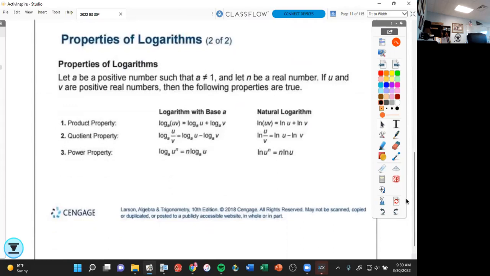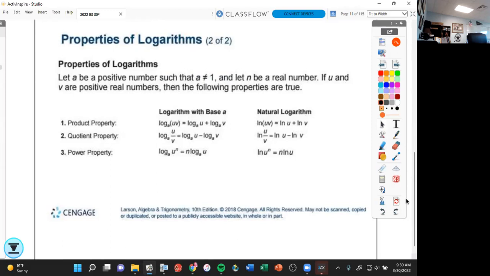The product property says the log of a product is equal to the sum of the logs. The quotient property: the log of a quotient is equal to the difference of the logs. Can you see that? Notice that the u is on top and the u is a positive log. Notice the v is on the bottom, so the v is a negative log. Okay? I'm about to complicate this in a second, but it's really not that bad. Power property: if I take the log of something raised to a power, I can actually take that power and move it to the front and multiply it by the log.